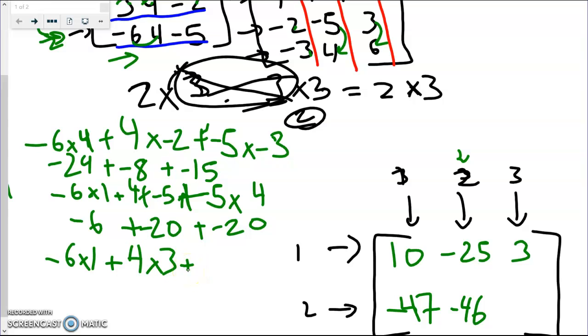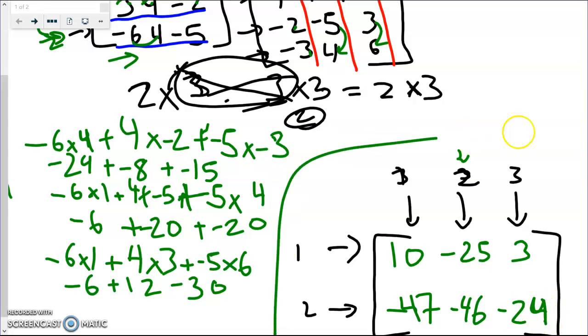Still adding, move right to the negative 5, move down to the 6, that's going to be negative 5 times 6. Get ourselves negative 6 plus 12 minus, this is basically plus a negative 30, so I'm just going to write minus 30. You've got a minus 36 plus 12, you're going to get yourself a negative 24 for that, all right? Negative 24.